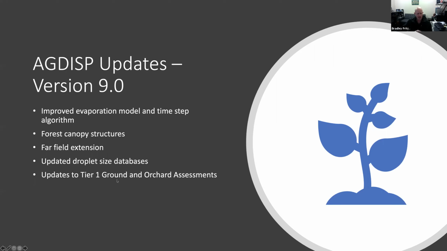This says updates to Tier 1 ground and orchard assessments, and that's true, but those are not actually in where you can access them in the UI of the model. And I think those were taken out because, frankly, there were some misuses of how those tiers and how you could add curves to it were being used. So that's something that I don't know where the future of this is at.